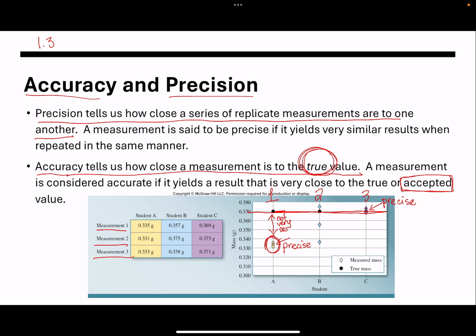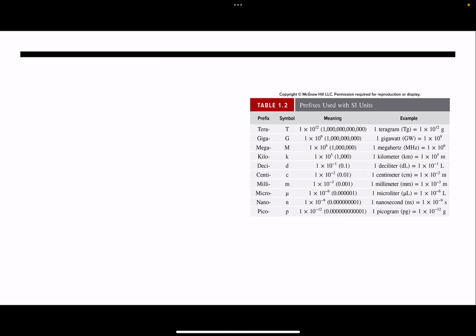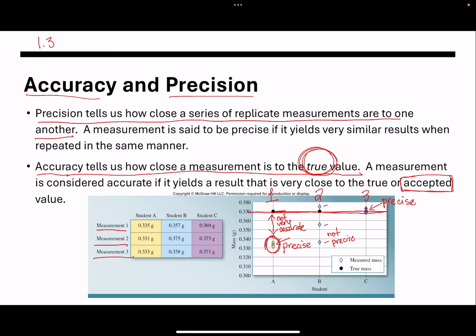Here we have these three, they're kind of all over the place, so they were not precise. And then look, you only had one right here that was actually close to the accepted value. So this is also not accurate. So that's just bad altogether.